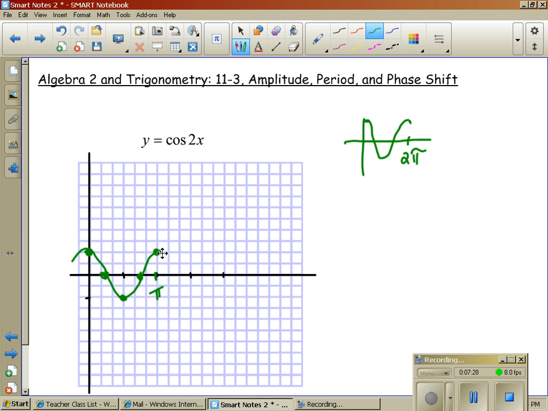Do the same thing again. Starts at 1, ends at 1. Halfway in between goes down to -1. Hit 0 here and here. Connect the dots. So there's the graph of the cosine of 2x. Again, what is the period? How long did it take to complete one cycle between 0 and what? 0 and pi. Remember the formula. 2 pi divided by the number in front of x is the period. So the period is pi.